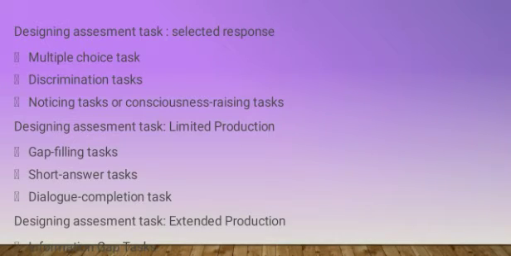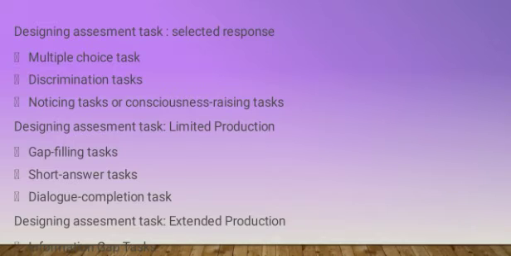Next, types of assessing grammar. First, designing assessment tests. Selected response, such as multiple choice tasks. The most common selected response tasks present a blank or underlined word in a sentence, and the test taker must choose the correct response from the options that are given. Grammatical form, grammatical meaning, grammatical form and meaning.